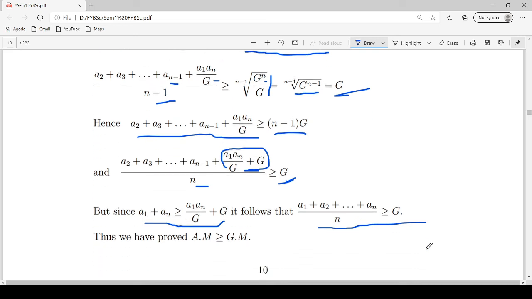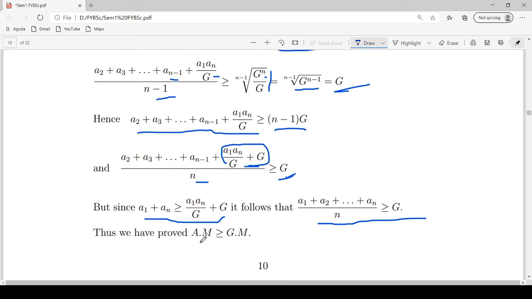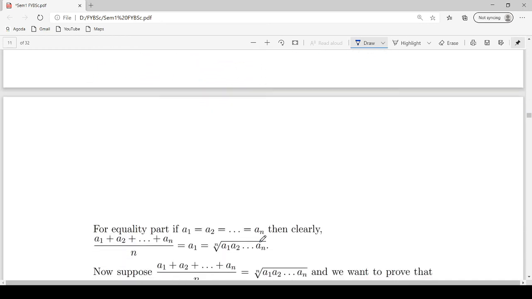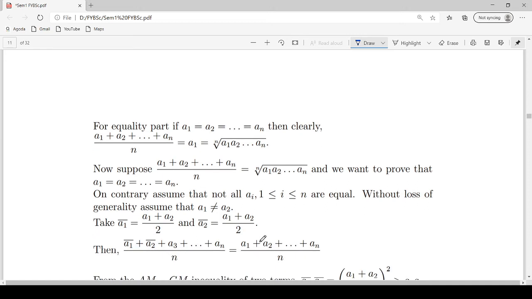So you have proved that the arithmetic mean of n positive real numbers is greater than or equal to the geometric mean of n positive real numbers. So the inequality is proved. Now it remains to show the equality part. So let's see the equality part.